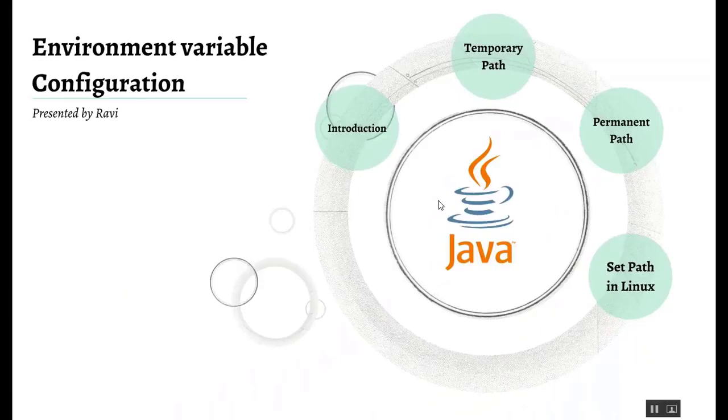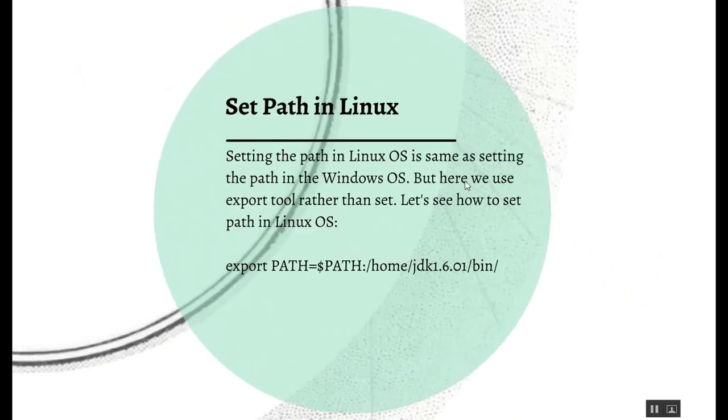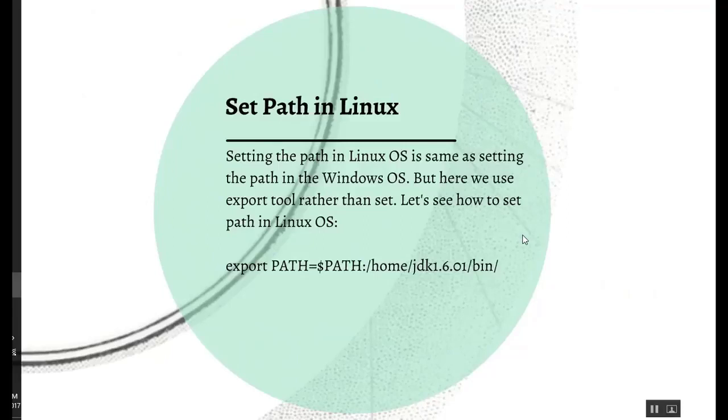If you have a Linux or Mac machine, then there's a bit of difference in setting a path. To set a path on a Linux or Mac machine, the big difference is that rather than set path, you need to export path, and then the path location where Java is installed.